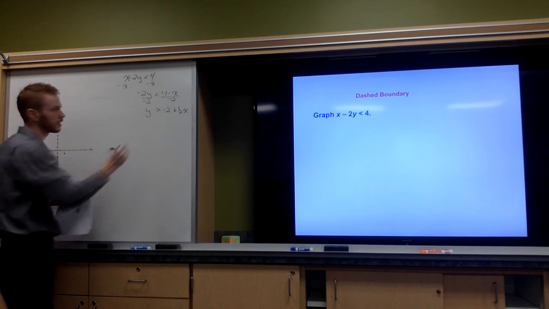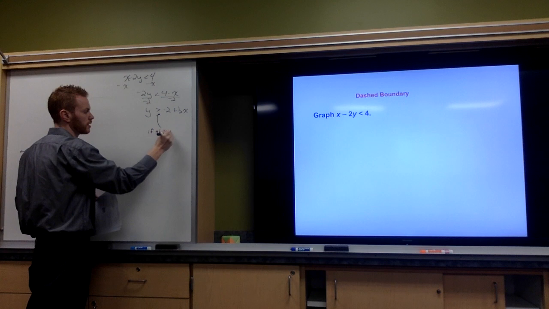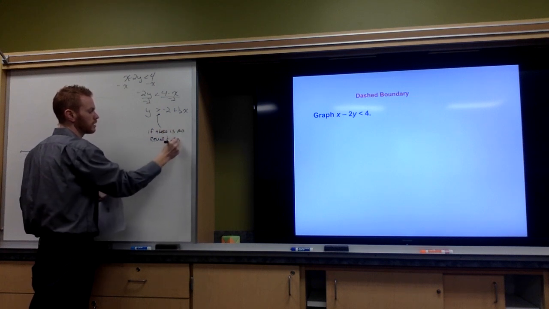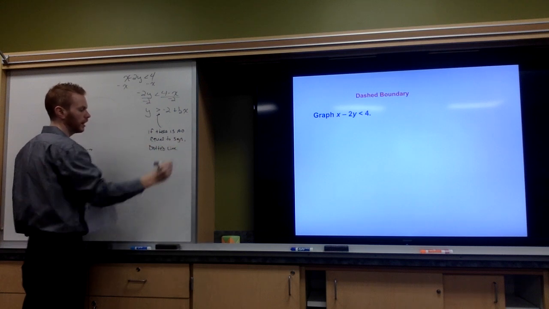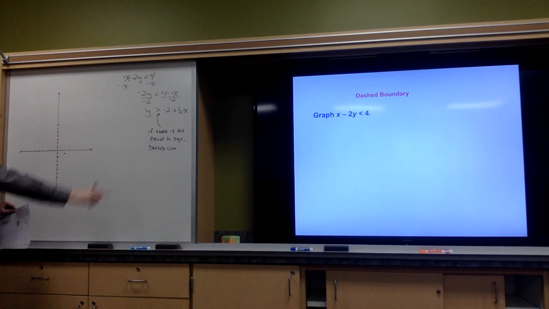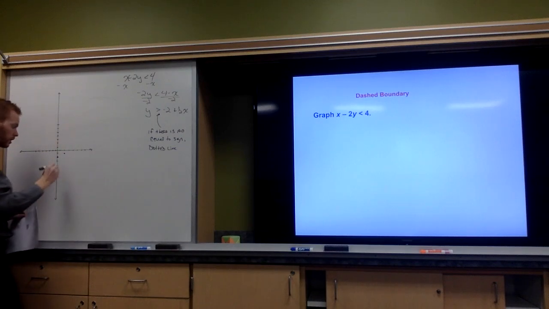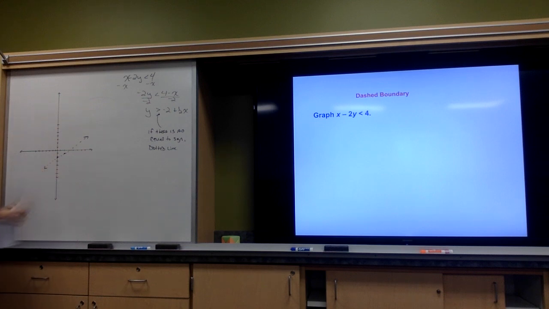Now here's where you have to be careful. If there is no equal to sign, we have a dotted line. Now notice, can my y values equal what's over here? No. So I'm going to do a dotted line, just like that. That dotted line indicates that any numbers on this line don't work for that.